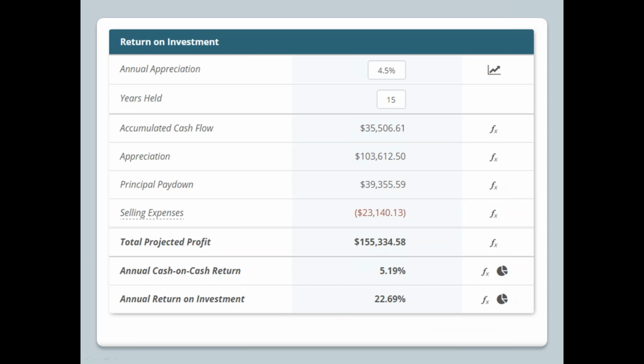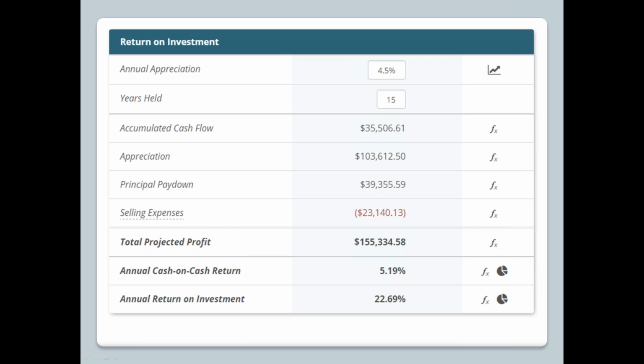Because over 15 years, we're going to be making about $35,500, and that's assuming, again, no rent increase. So appreciation. With an appreciation rate of 4.5%, if we use just standard appreciation, not compounded, I like to use standard just to make it a little more on the safe side, a little more conservative, $103,000 of appreciation over 15 years.